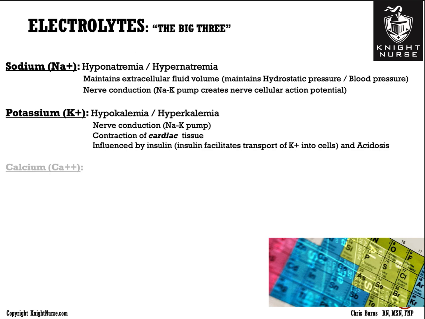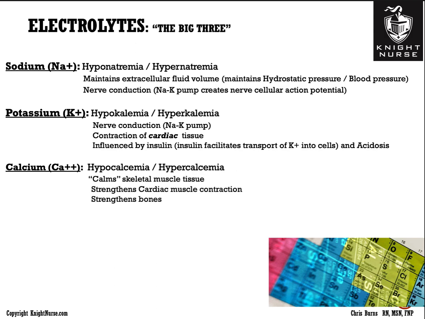If you don't have insulin, then potassium goes up, or in the case of acidosis, any type of acidosis, potassium goes up. Calcium, hypocalcemia, hypercalcemia, it's big in calming skeletal muscle and strengthening cardiac muscle, so it's kind of bipolar. It calms skeletal muscle and it strengthens cardiac muscle contraction.